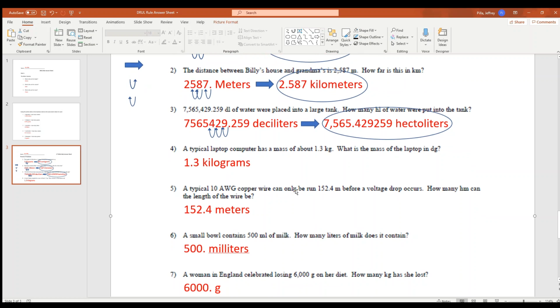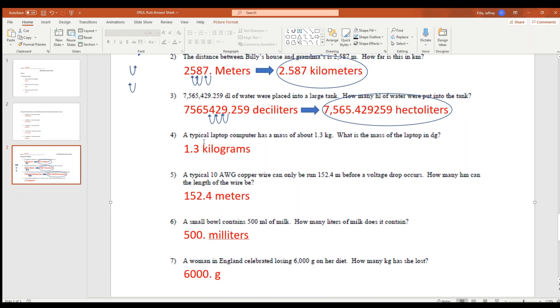Alright, very good. That was number 3. Number 4. A typical laptop computer has a mass of about 1.3 kilograms. What is the mass of the laptop in decigrams?